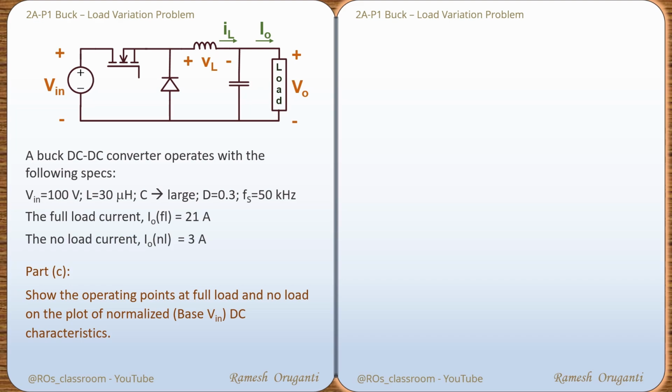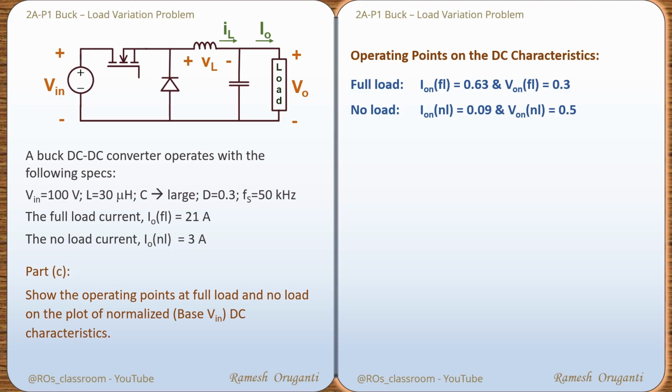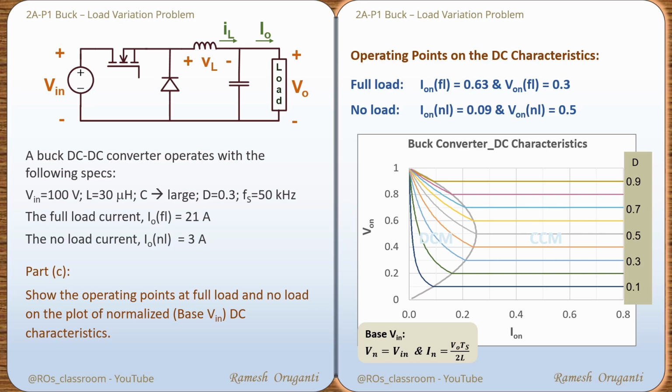Next, we will plot these operating points on the normalized DC characteristics. This gives the buck converter DC characteristics. This is the complete DC characteristics of the converter under CCM, boundary and DCM condition. A full explanation of how these characteristics are arrived at, you may find in video 2A5 in this series.